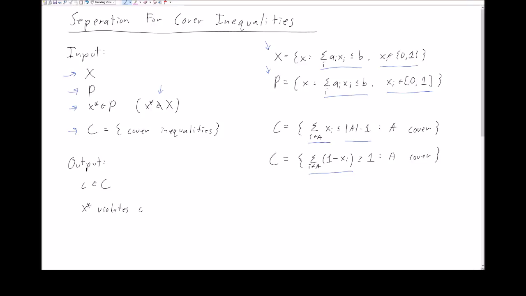The goal of the separation problem is to find at least one constraint in C, our cover inequalities, so that X star violates C. The alternative output is if we don't find some cover inequality that's violated by our solution X star, then we can verify that all the cover inequalities are satisfied. We're going to sketch the separation algorithm for cover inequalities.